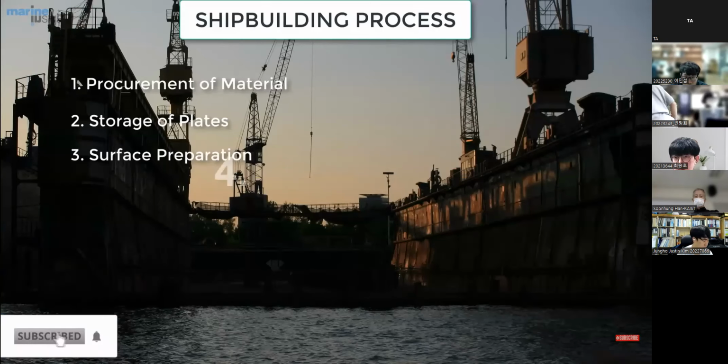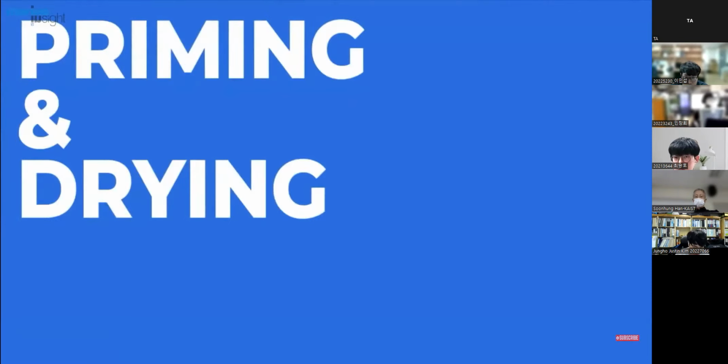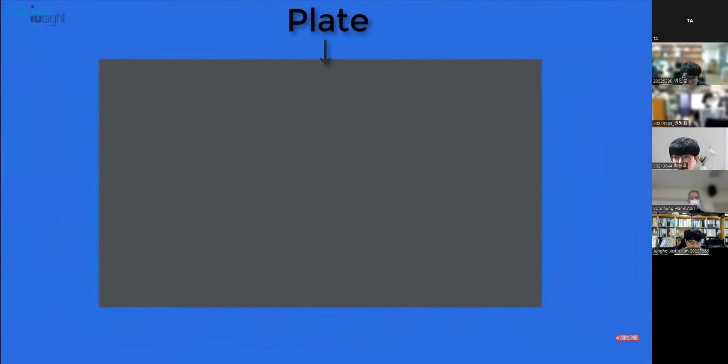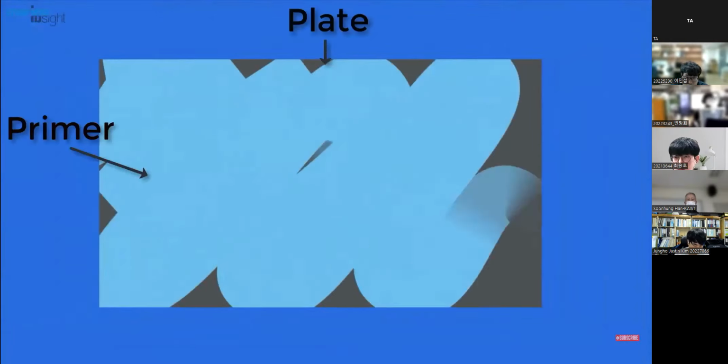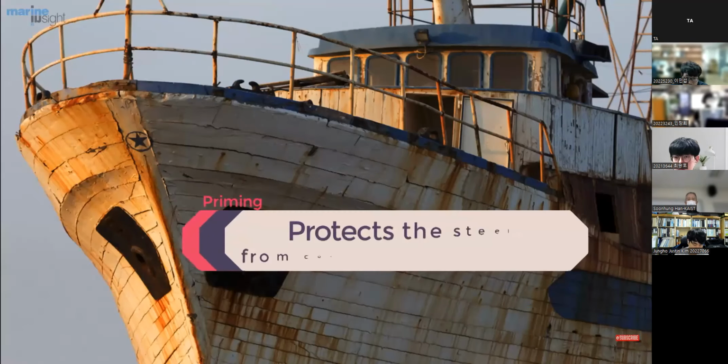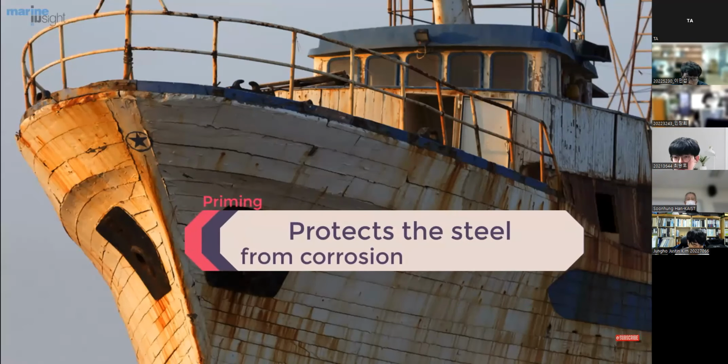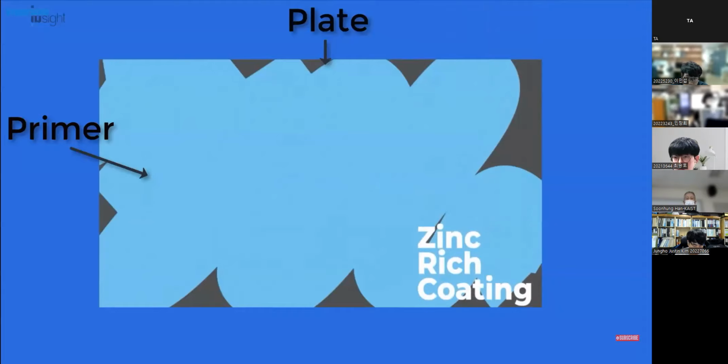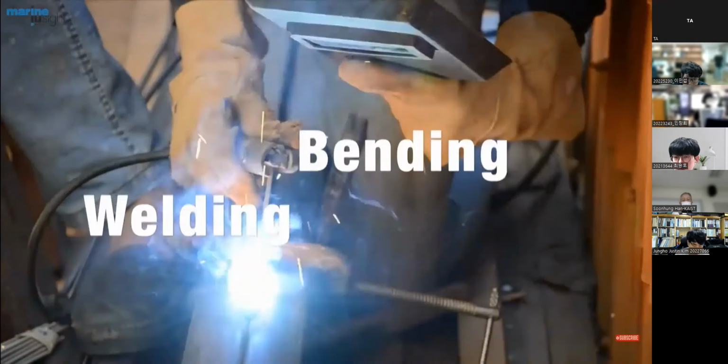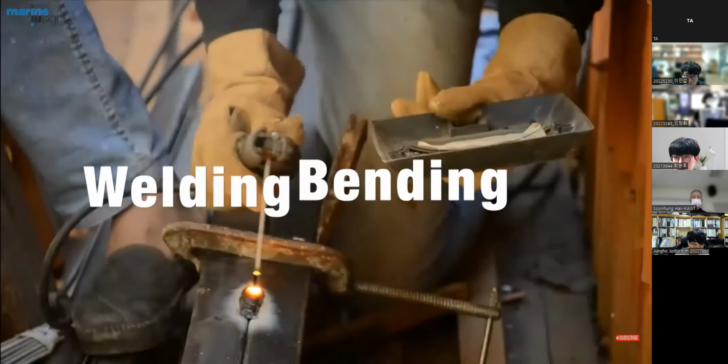Priming and drying. The plate is passed into a chamber in which a primer is sprayed on the complete surface. Priming protects the steel from corrosion. The primer applied is usually a zinc-rich coating, and it should be chosen such that it does not interfere with the welding and bending of plates.